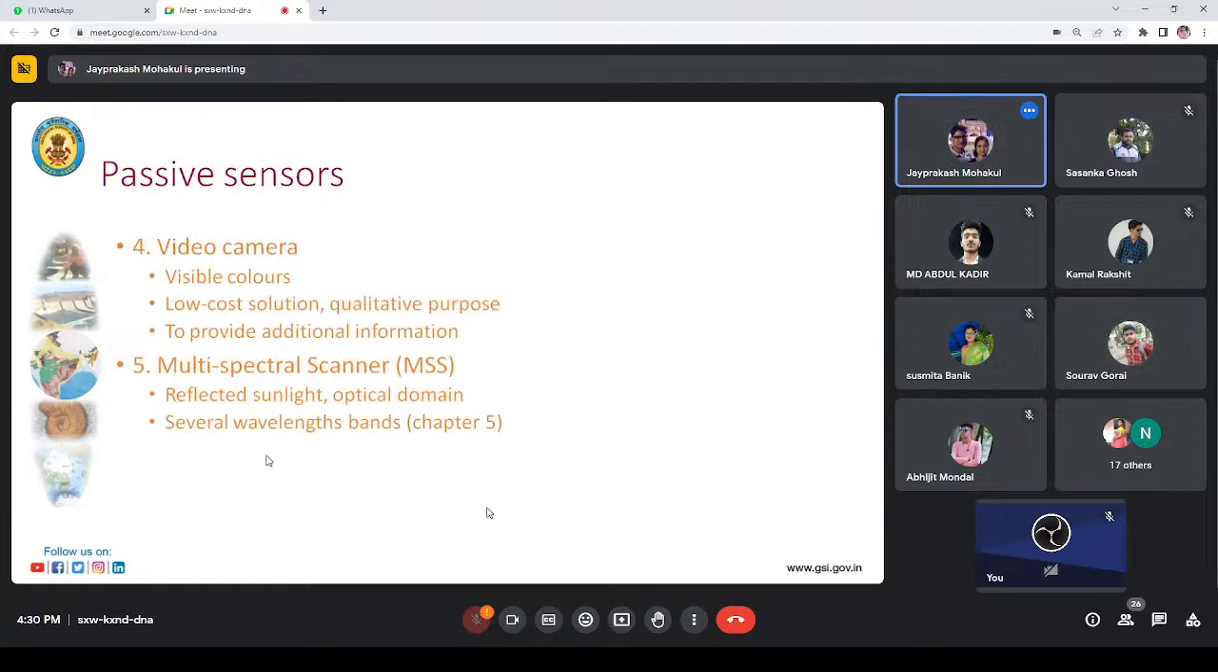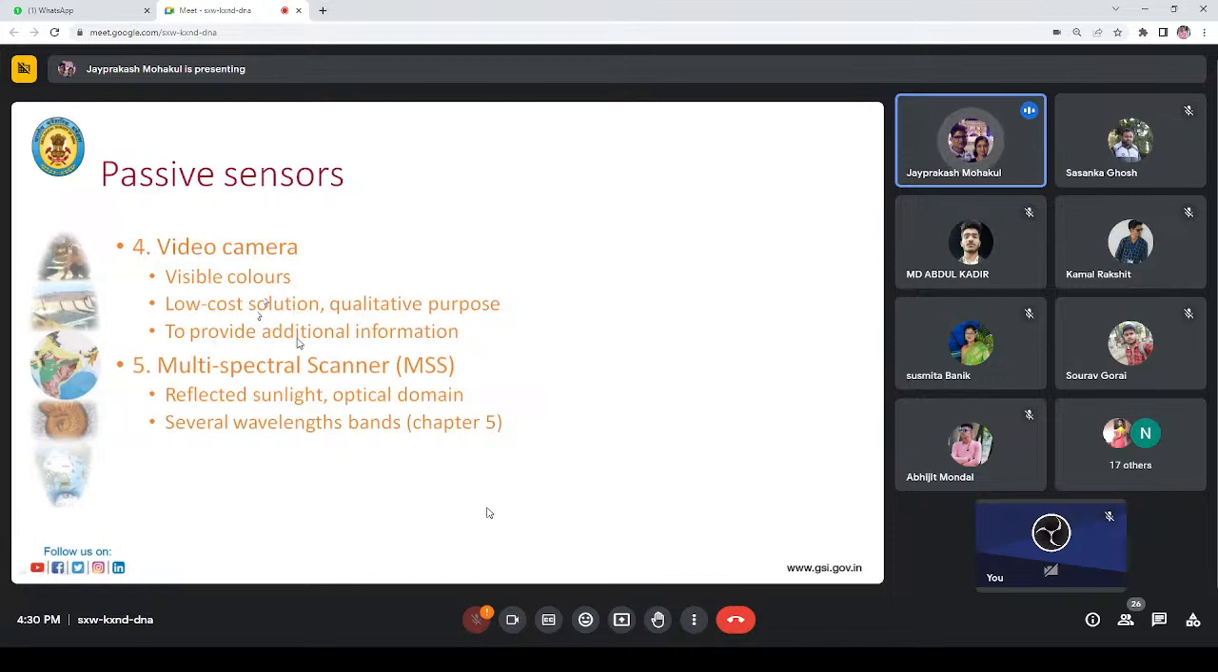All of you know what stereo photography is? Then these are all passive sensors. A video camera. Here the source of energy is the sun's electromagnetic radiation. Visible colors. You can have low cost. This is basically a low cost solution for qualitative purposes. These are all qualitative purposes, because in this you cannot do any kind of measurement, right? They are not metric cameras, right?